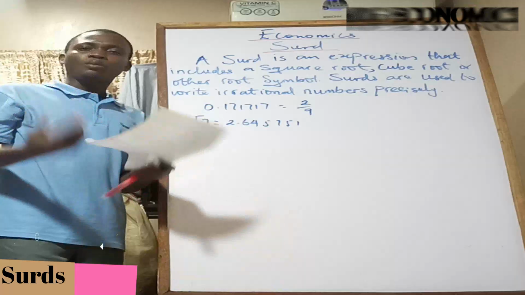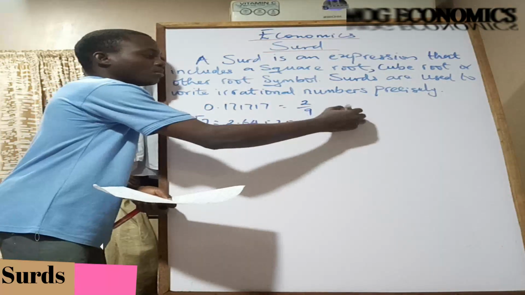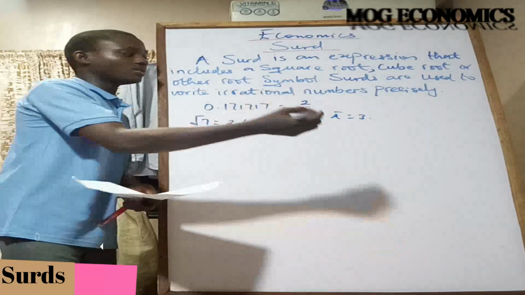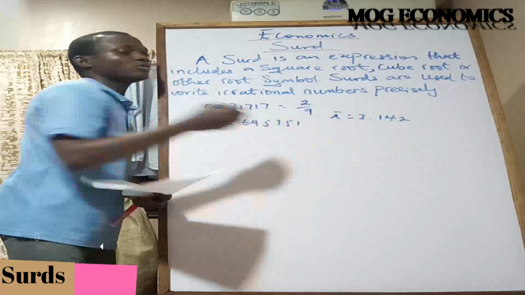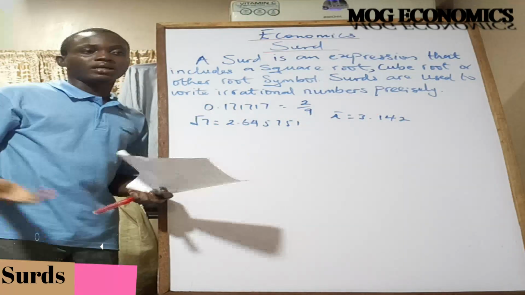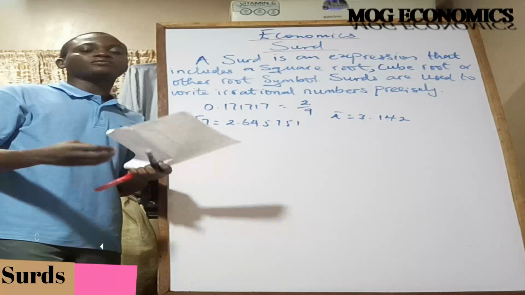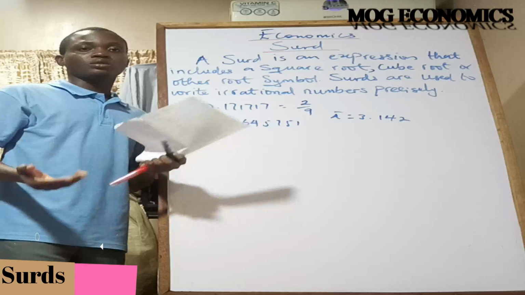Now, how about pi? Is pi a rational number? If you remember, in mathematics, for those doing mensuration and all of that, you would use 3.142 as an approximation for pi, instead of using pi exactly. And some might even say you use 3.14 to represent pi.